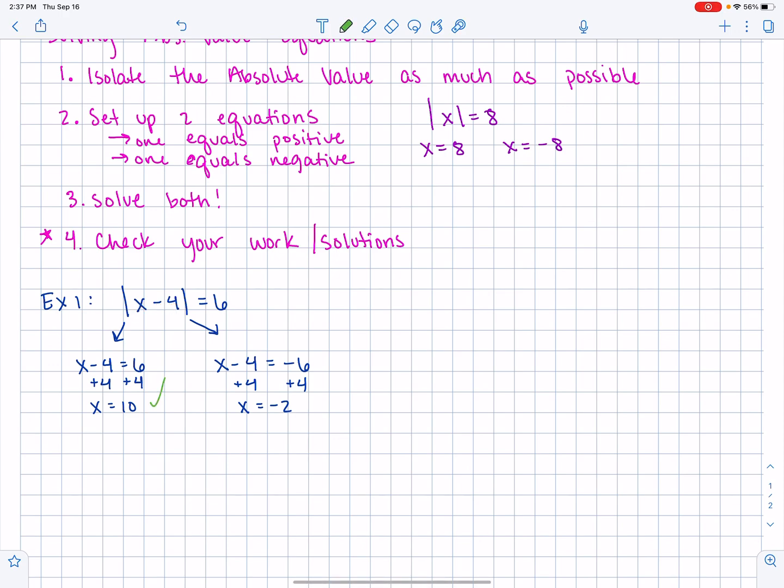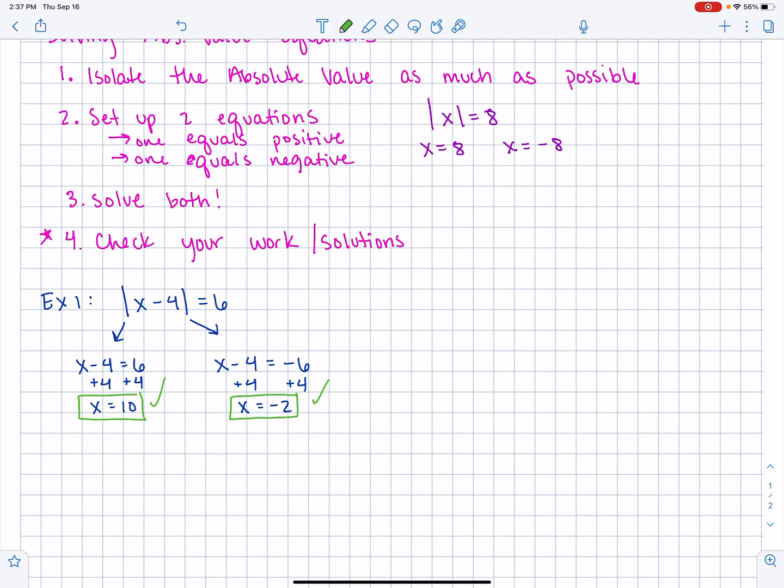That works for us. Go ahead and give it a little box there. And then my other one here is negative 2. So negative 2 minus 4, that's negative 6. The absolute value of negative 6 is 6. This guy also works. I'm going to go ahead and give it a box.